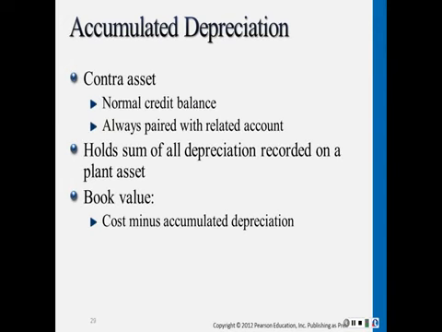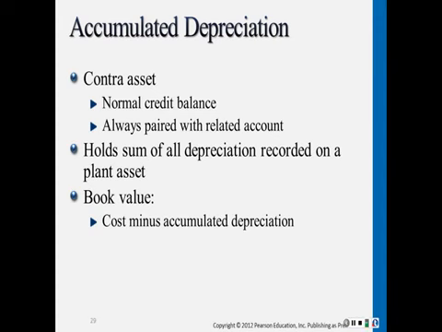Accumulated depreciation, rather than the plant asset account, is credited because it is helpful to keep the original cost in the plant asset account. The accumulated depreciation account holds the sum of all the depreciation recorded for the asset, and that total increases over time, or it accumulates, like the account title says. Accumulated depreciation is a contra asset, which means an asset account with a normal credit balance. Contra means it's the opposite.